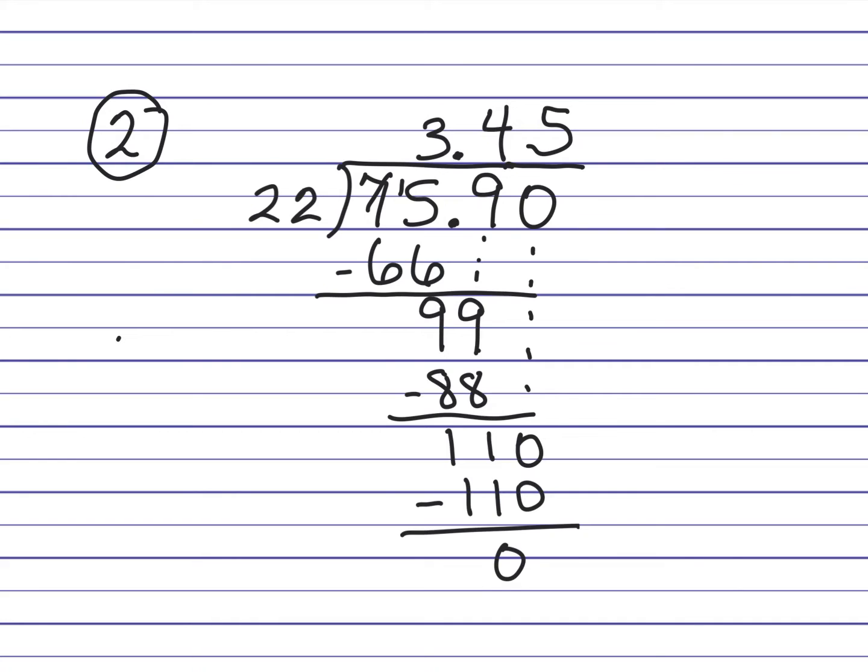Okay, I did 2A, and I think it does say in 2A to check it by multiplication. So you would just take 3.45 times 22. And if you are correct, your answer should be 75.990.